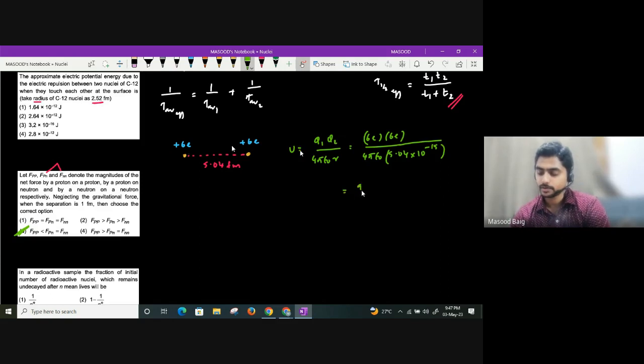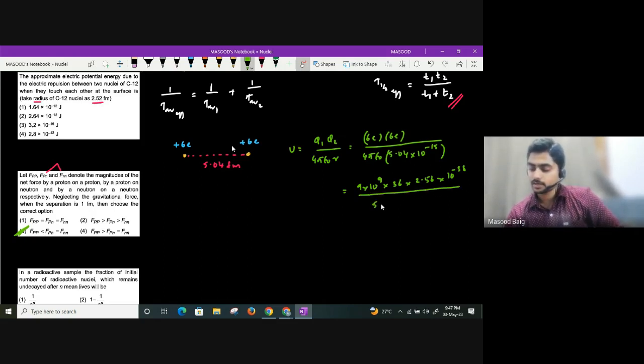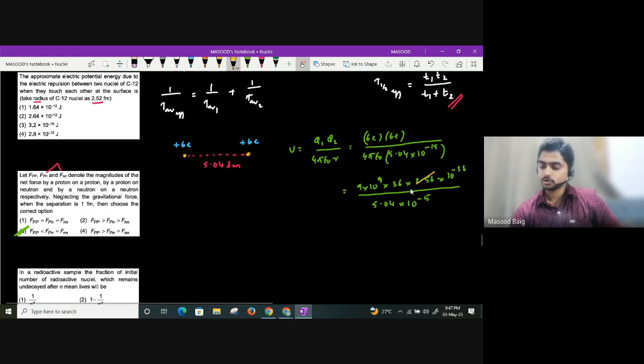So what is 1 by 4 pi epsilon naught? 9 into 10 power 9, into 36 here. What will be e square? 2.56 into 10 power minus 38 you will get, because e value is 1.6 into 10 power minus 19, if I square it, divided by 5.04 into 10 power minus 15. So this is almost ones, this is almost twos. Two ones, two 18s you will get.